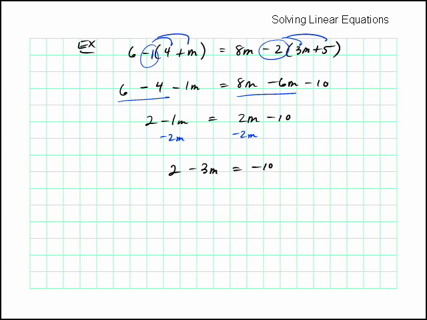What's our next step here? Next step is subtract 2 from both sides. Negative 3m will equal negative 12. And now finally dividing both sides by negative 3. We end up with m equals, what will that be, a positive 4. So our solution is 4. Here it is.